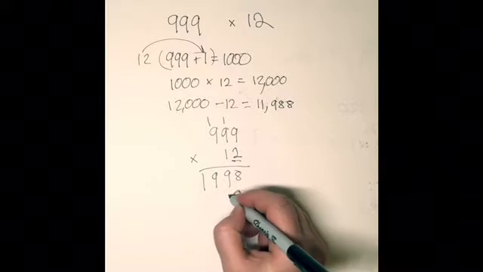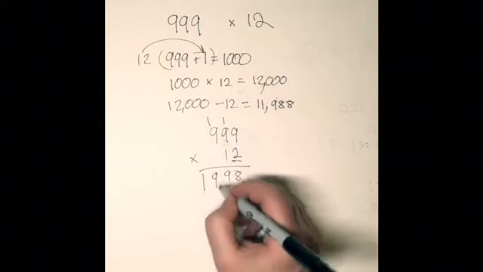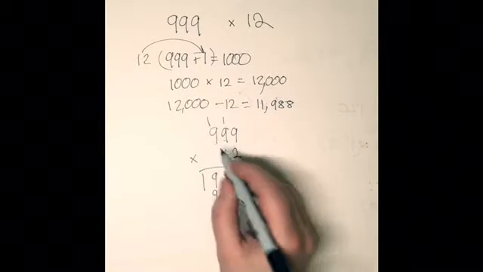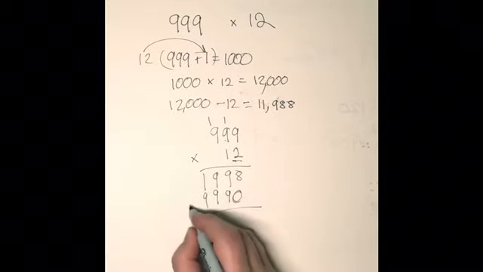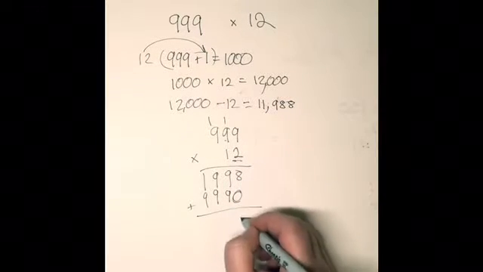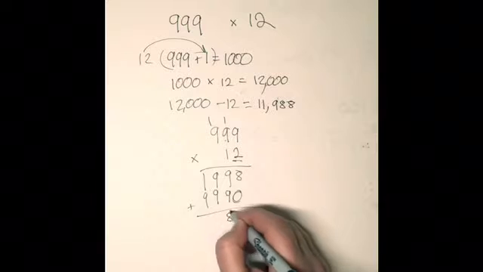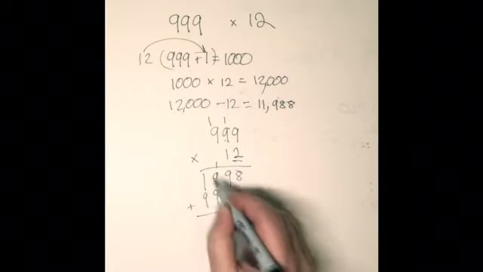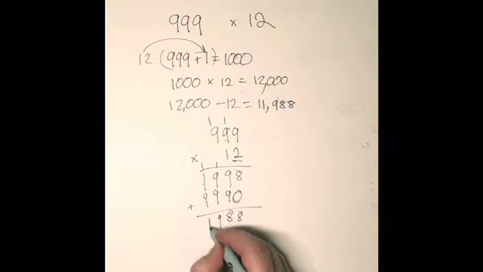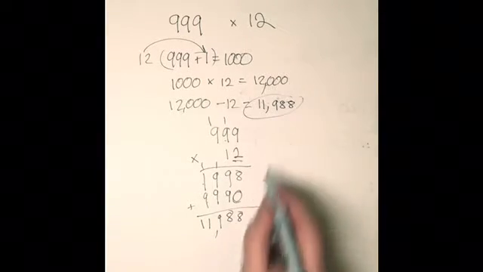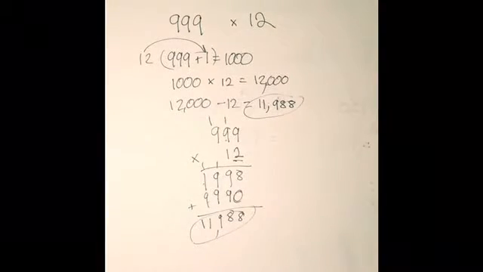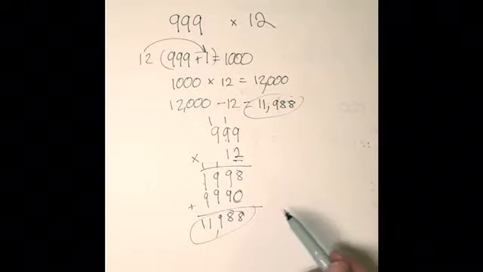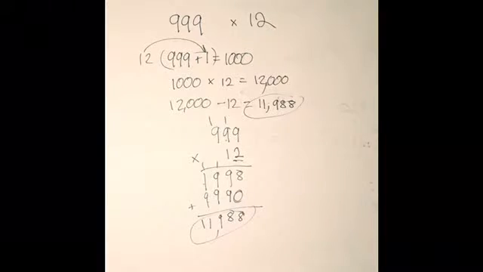1 times 9 is 9, 1 times 9 is 9, 1 times 9 is 9. And then adding these together, they would get 8. 9 plus 9 is 18. 9 plus 9 is 18, 19. And then 9, 10, 11, which would give them the same answer they got up here, 11,988. The main issue students might have with that one is remembering to move over the place value.